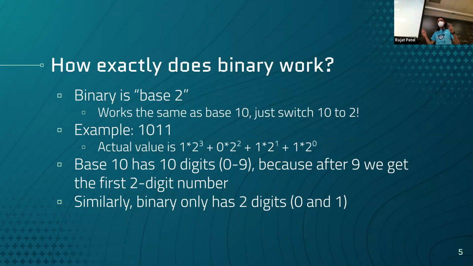So binary is what we call base 2. It works basically the same as base 10. We just switch the 10 to a 2. For example, if we have 1, 0, 1, 1 in binary, now instead of using a 10, we use a 2, but the rules are still all the same. So here we have 1 times 2 to the 0, plus 1 times 2 to the 1, plus 0 times 2 to the 2, and then 1 times 2 to the 3. We increase the place value from 0 from right to left, but we just change it to 2 instead of 10. Base 10 has 10 digits, 0 to 9, because after 9 we get the first 2-digit number. Similarly, binary only has 2 digits, which are 0 and 1.